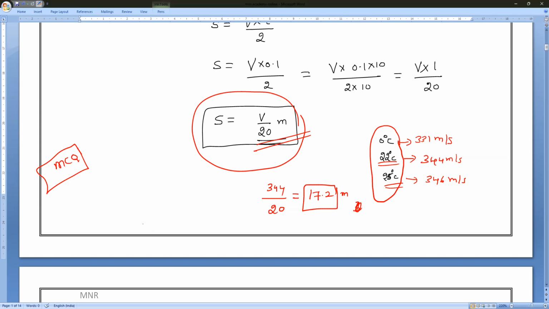And here you have to remember one statement, which is important for assertion reason also. The speed of sound increases with the temperature. So you tell me now, which day, hotter day or colder day, is the speed of sound more? Hotter day. On a hotter day, the speed of sound is more. This is one. Clear?